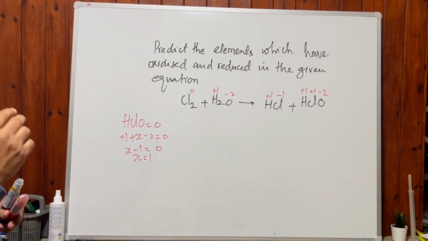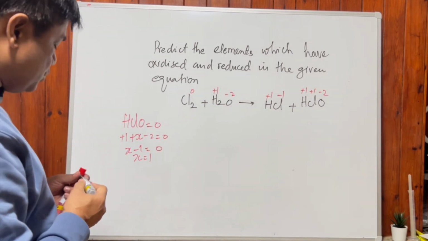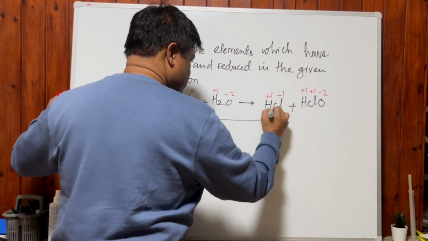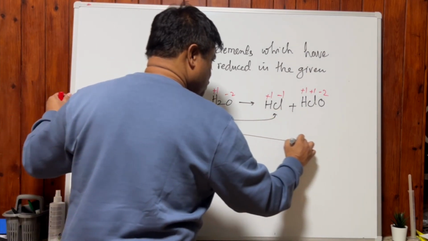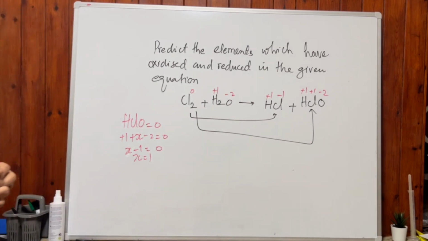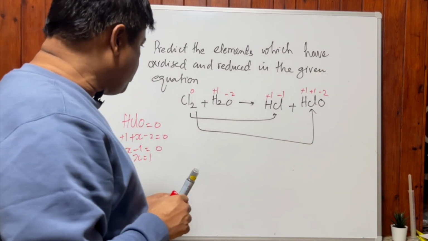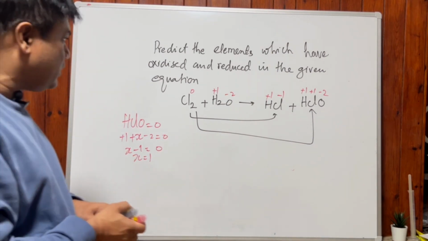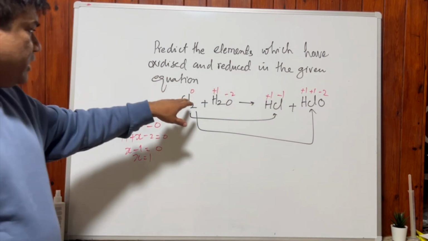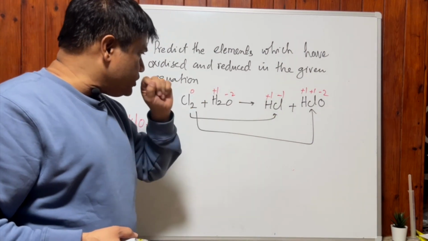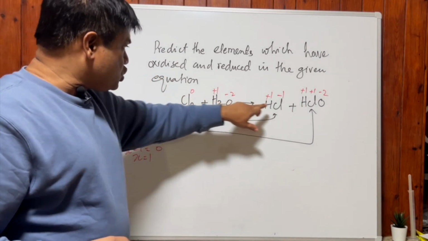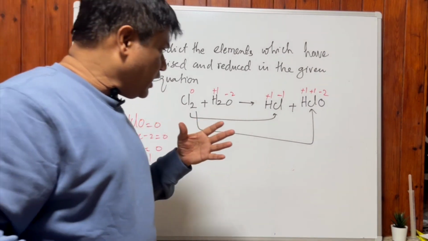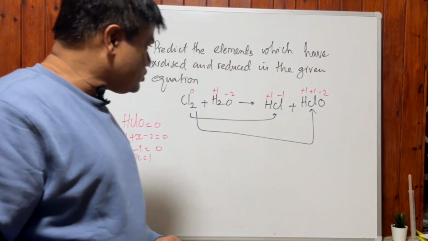Let's see which element has been oxidized and which element has been reduced. So 0, 0, 2, -1, yes, and 0, 2, +1. Is there any change in the oxidation state of hydrogen? Nope. And what about the oxygen? Nope. So chlorine here, 0 to -1, meaning a decrease in the oxidation state, gets reduced. Chlorine 0 to +1 gets oxidized. So the same element, chlorine, gets oxidized and reduced.